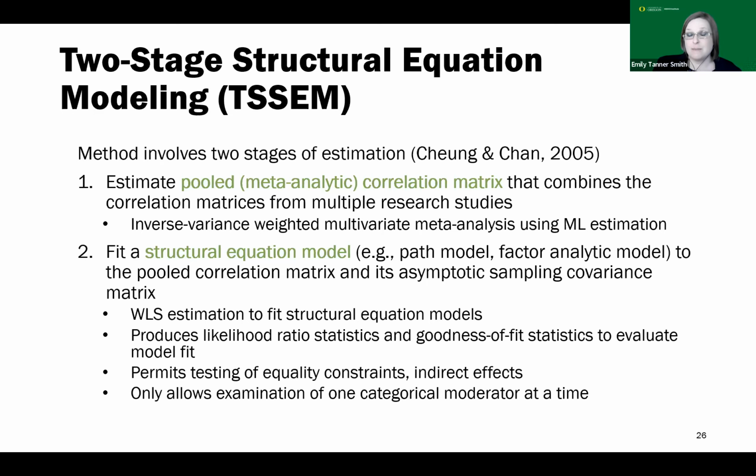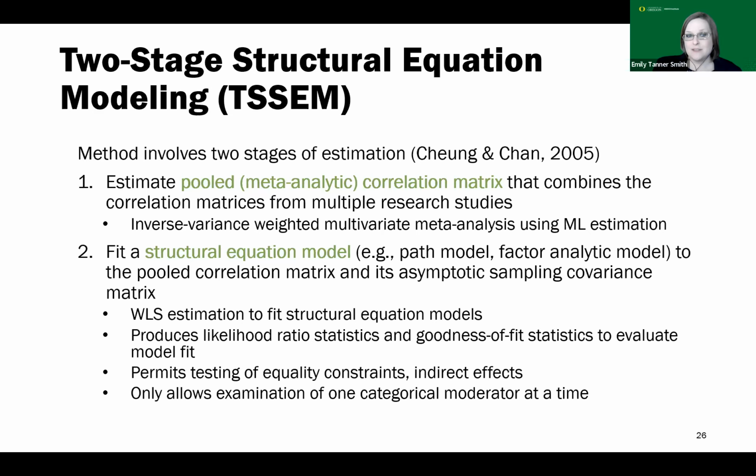I would say one of the nice features of this method is that it can accommodate missing correlations within any matrix from a study, and it can accommodate those missing data using full information maximum likelihood. So in this two-stage structural equation model, weighted least squares estimation is used to fit the structural equation models, and the resulting output gives you the standard likelihood ratio tests and goodness of fit statistics that you can use to evaluate model fit. Just as we do with SEM in primary research, these meta-SEM models allow you to test the equality of coefficients and to test for indirect effects. This two-stage model also allows you to examine the effect of one categorical effect size moderator at a time, and it does so using a multiple group SEM approach.